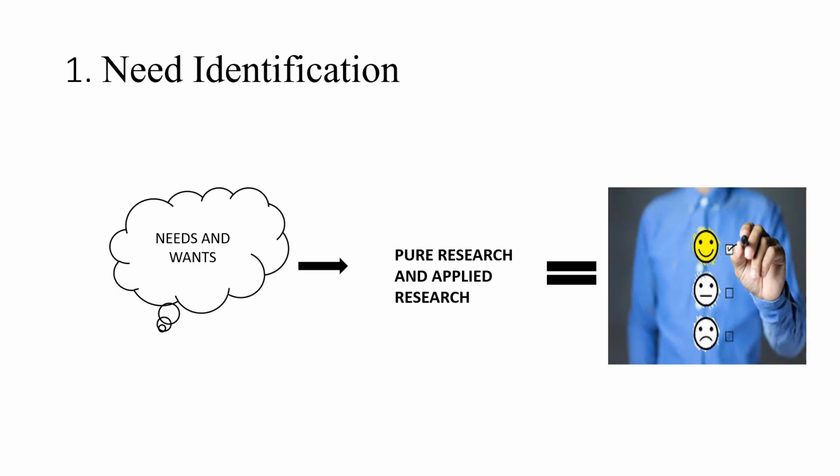First one is need identification. How are we going to identify the needs and wants of the customers? Through the help of pure research and applied research. These research will have a specific goal. When we identify the needs and wants with the help of this research, we can easily satisfy the customer.